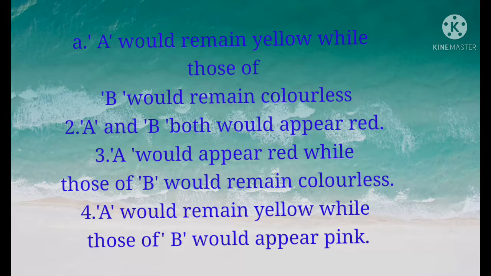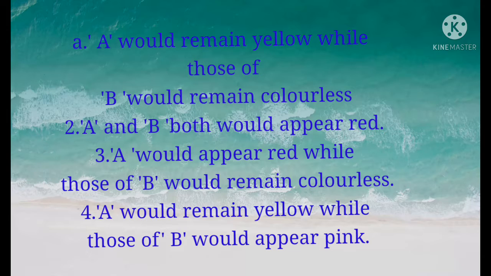You should remember test tubes A and B contain indicators. Tube A contains turmeric. Turmeric is a natural indicator which turns yellow in acidic and pink in basic solution. Here we are applying HCl, which is an acid. So automatically turmeric remains yellow in color.